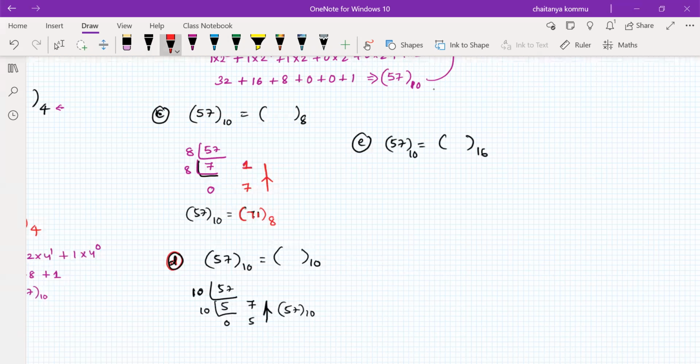Can anybody tell me what this is? 57 in base 16 I need to write. How many times can it be done? 16 threes are 48. What is the remainder? 9. The remainder is 9. Now 16 again we have to do with 3. 3 by 16 is 0, and we have 3. So what is the value here now? The 57 of base 10 is equivalent to 39 in base 16.